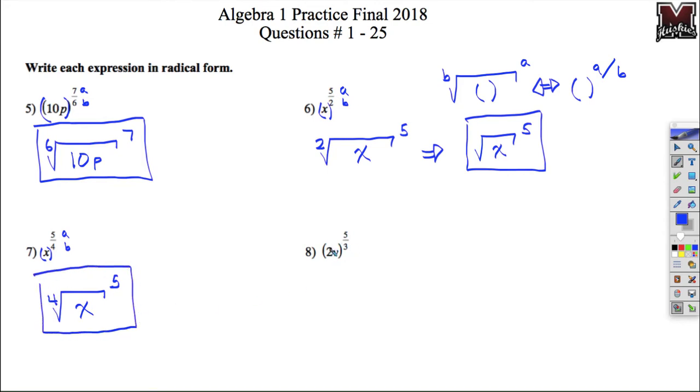Coming over here, so just same thing over and over again. So a is 5, b is 3, and then here's our base. So it's going to be the radical of whatever the base was, 2v. And then the 5 remains where it was, to the power of 5. And then this 3 becomes the index. It goes right there. Final answer, box it.